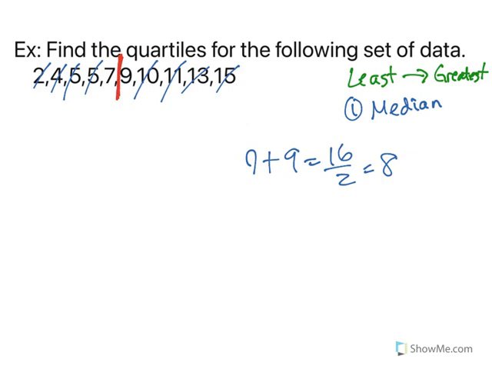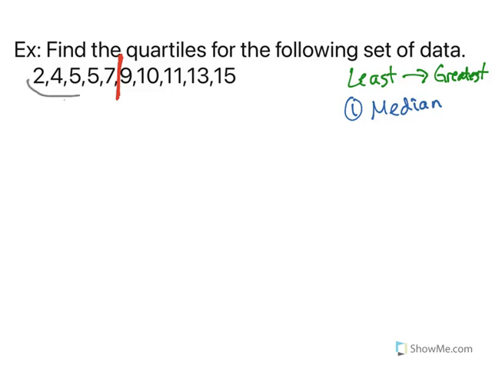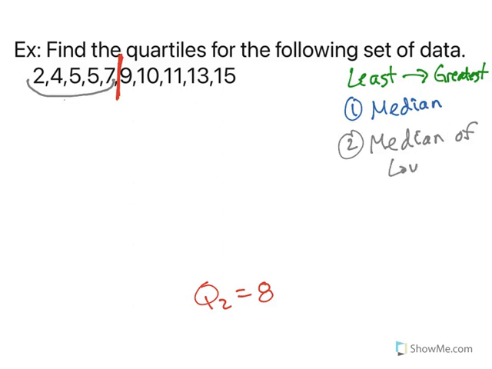Because the median is between 7 and 9, that means those numbers are still in play. This is why I like to draw vertical lines. So the front half goes from 2 and takes 7. Let's put it over here: Q2 equals 8. Now when I'm looking at my lower half, 2 through 7, I need to find the median of the lower half. Now I have 5 numbers: 2, 4, 5, 5, and 7. The median of the lower half cuts through the middle number, which in this case is 5. So Q1 is 5.